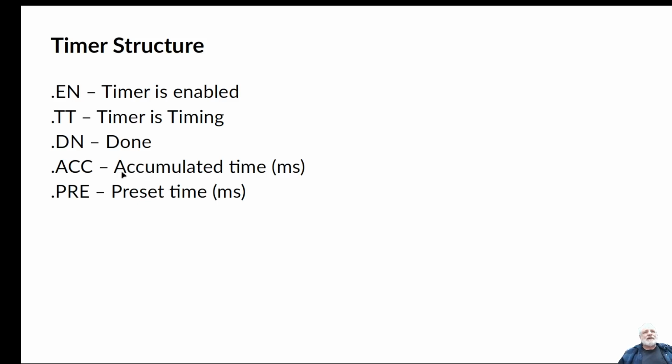And then we have two integer values. The one integer value is the accumulated time, telling us how much time has passed, and the other one is the preset. So when the accumulated time reaches the preset, that's when the timer is done. Now notice for the ControlLogix 5000s, these timer values are double ints, so they're 32-bit integers, but the number you put in is in milliseconds. So if you want to time for 1 second, you'd have to put in 1000 milliseconds.